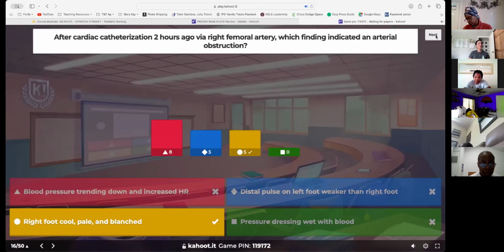If we had a cardiac cath on our right femoral artery, so our right groin, we would suspect an obstruction if we have a cool, pale, and blanched right foot. So below the site of insertion is where we're going to see those symptoms.